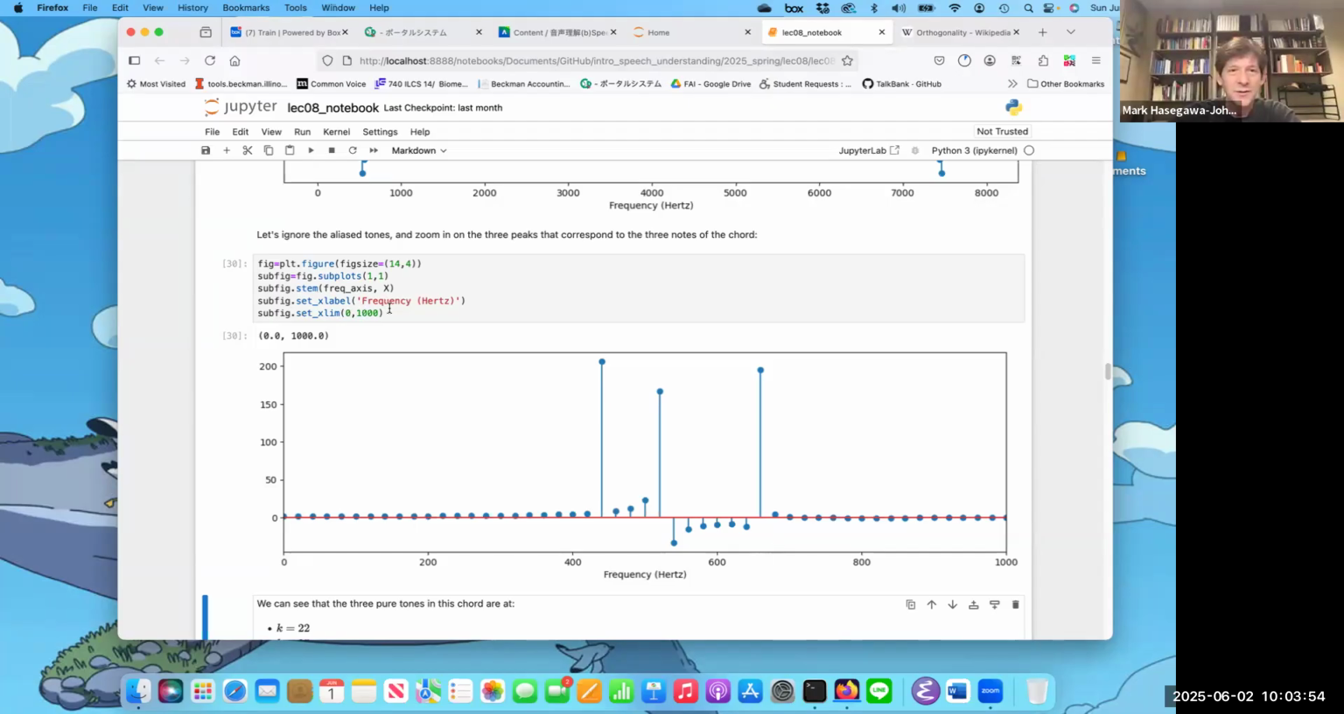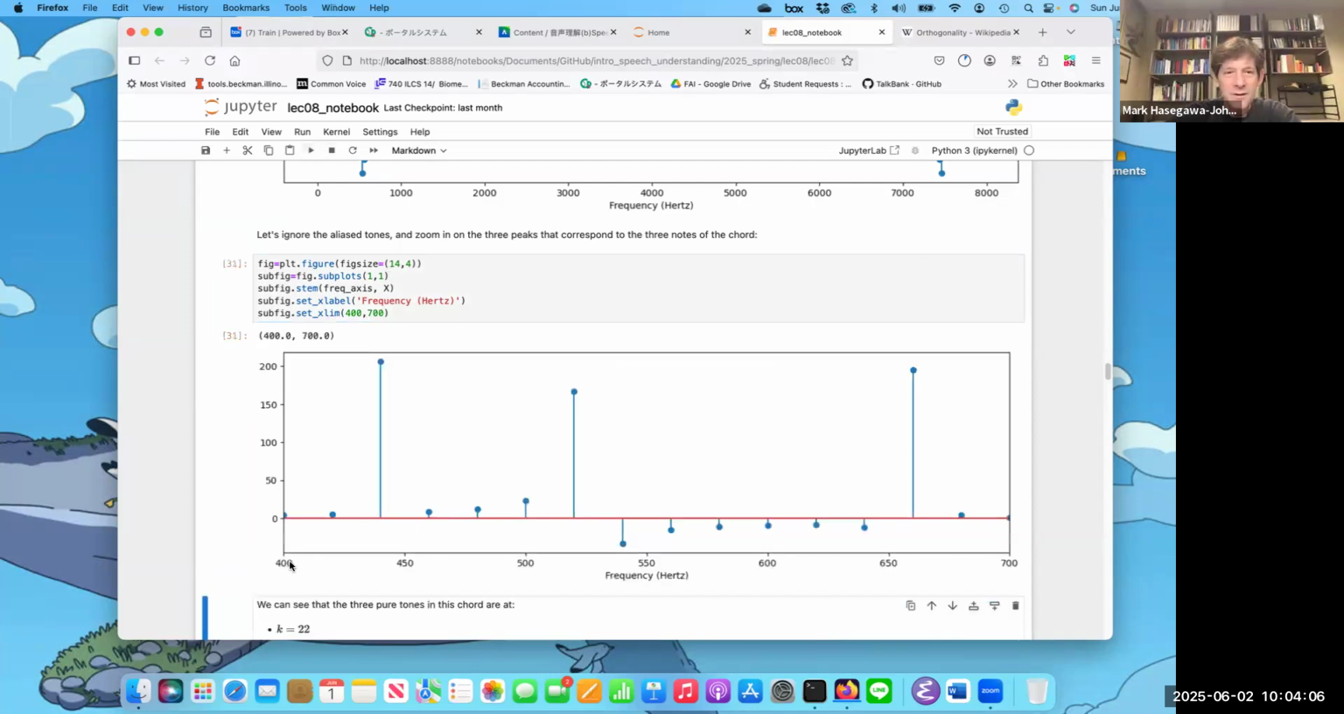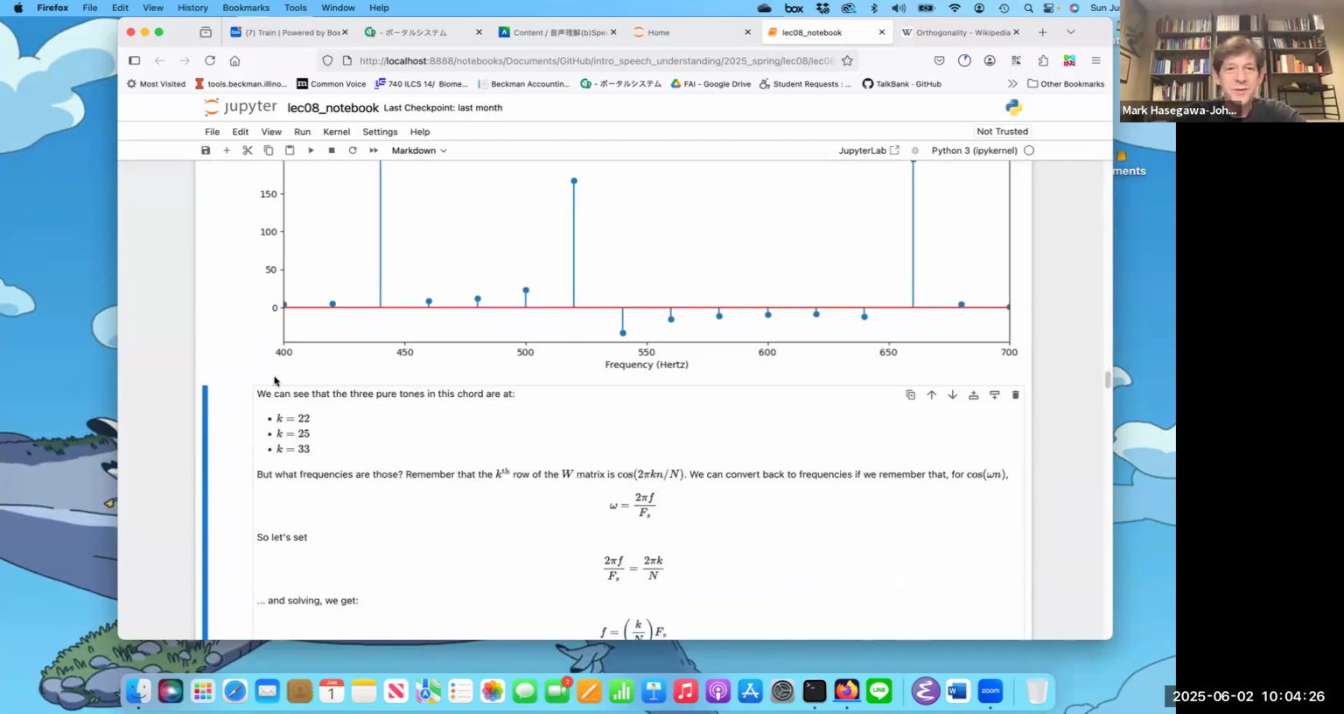Maybe I can zoom in a little bit closer. Let's zoom in from, say, 400 to 700. That should allow us to see exactly what those frequencies are. We can see that this note is right at 440. This note looks like it's at around, well, let's see, that's 550, so it's about 520. And this note is at around 655.